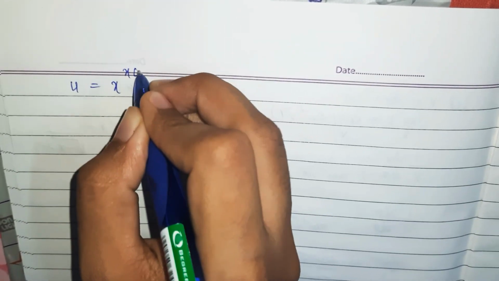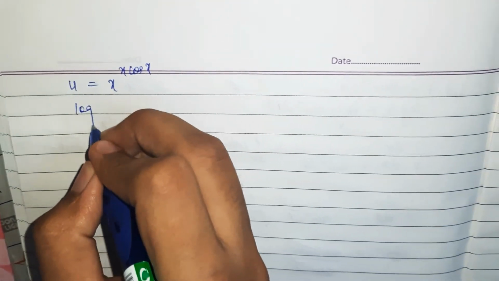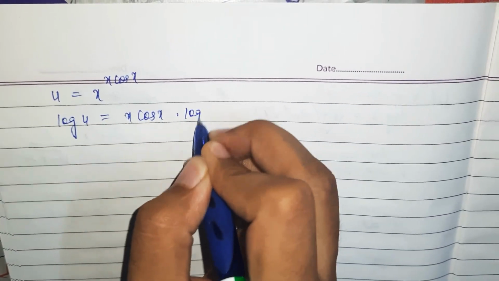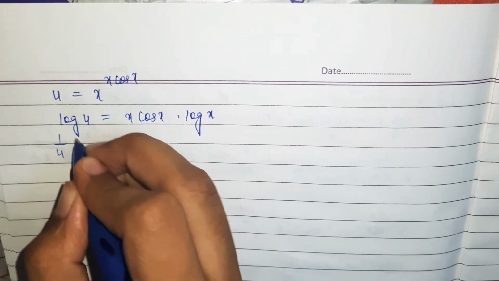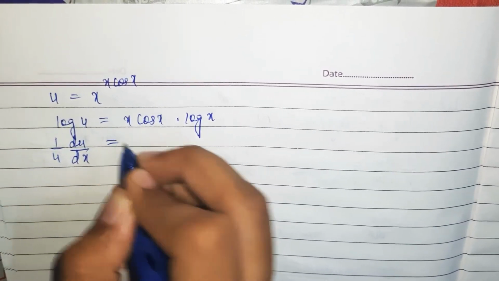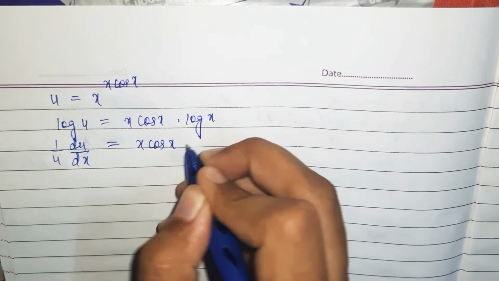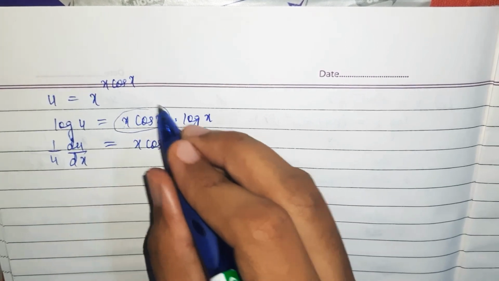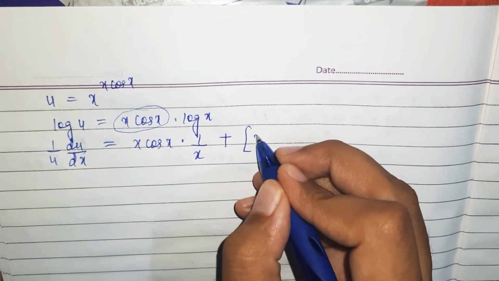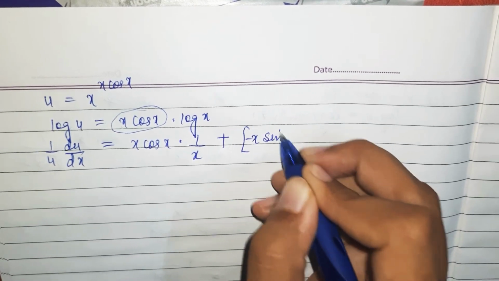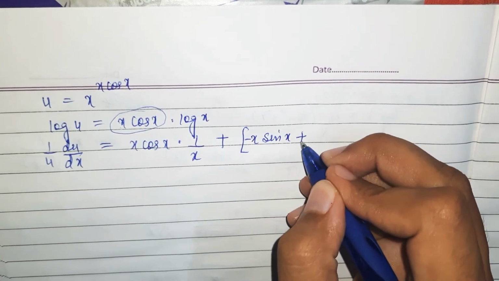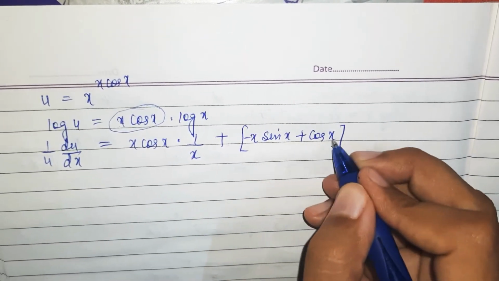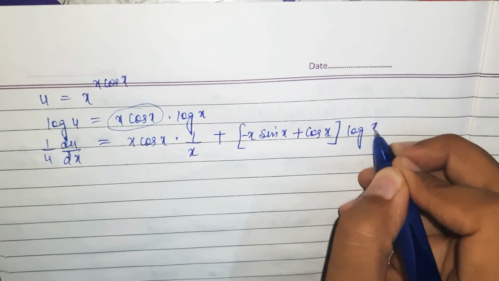Now if I talk about u, what is it? x raised to the power x cos x. So log u will give you x cos x into log x. Now see, 1 upon u du by dx. First function same, differentiation of second function is 1 upon x plus x cos x. So again you need to apply the product rule. First function same, minus sine x plus x is 1, so this is cos x.